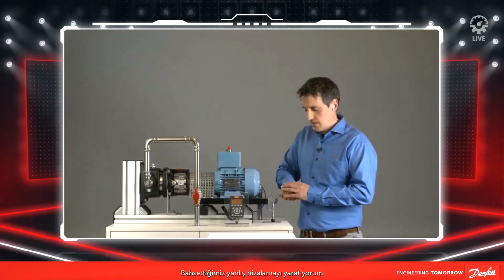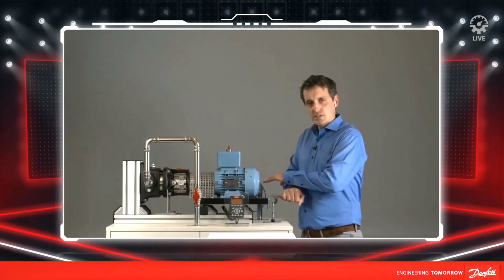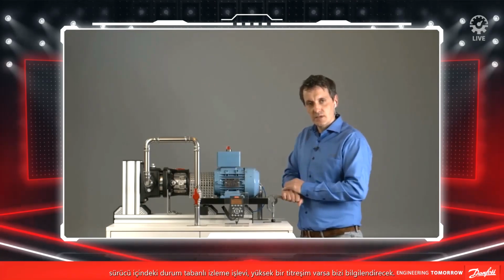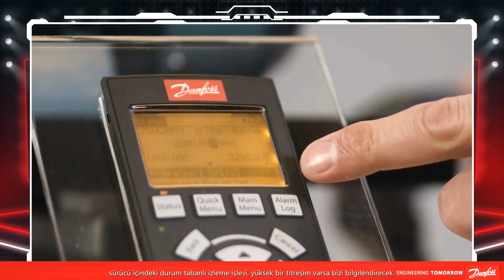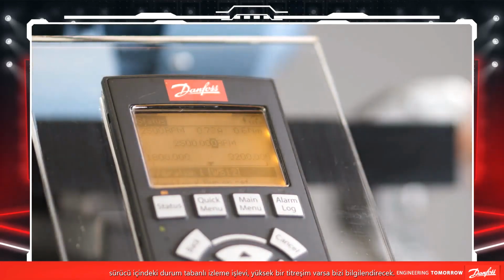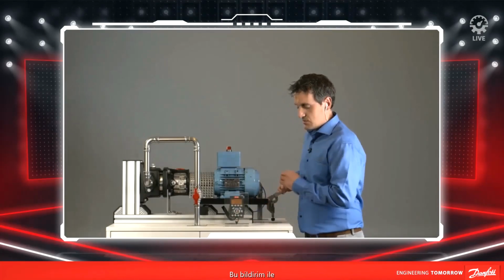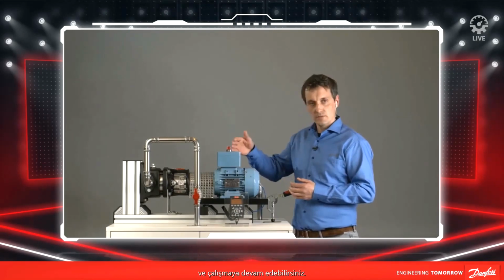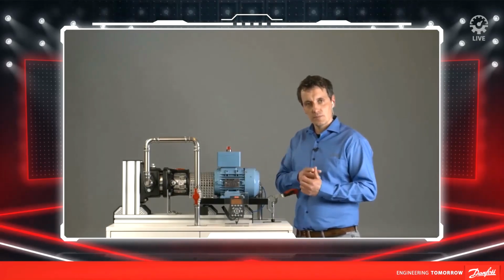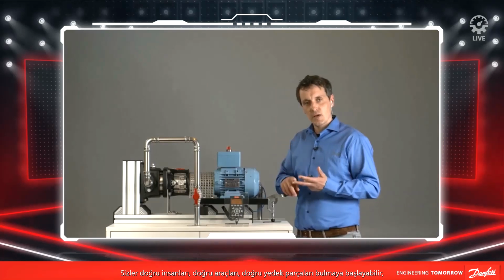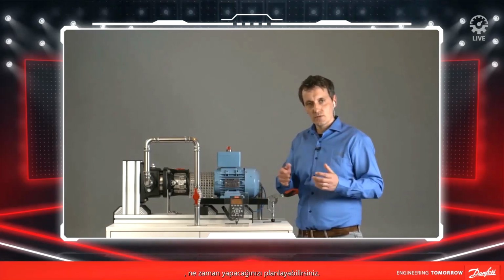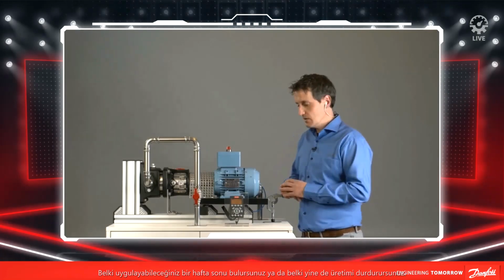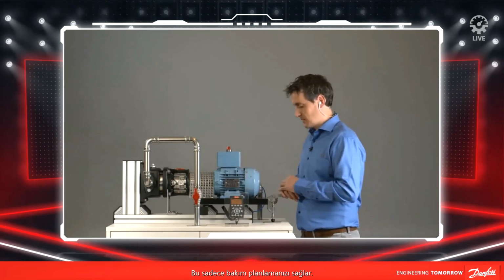So I'm creating this misalignment now, and with the vibration sensor that is connected to the drive, the condition-based monitoring functionality inside the drive will actually notify us there's a high vibration. So with this notification, now you can start planning the maintenance. You can continue running, but you can start finding the right people, the right tools, the right spare parts. You can actually plan when to do it. Maybe you find a weekend where you can execute on it, or maybe you have production stops anyway. So this just allows you to plan maintenance.